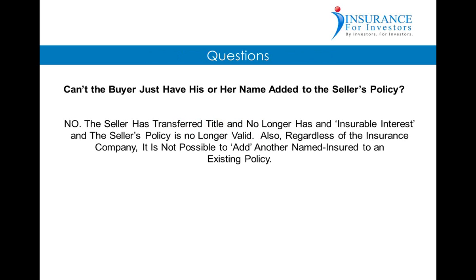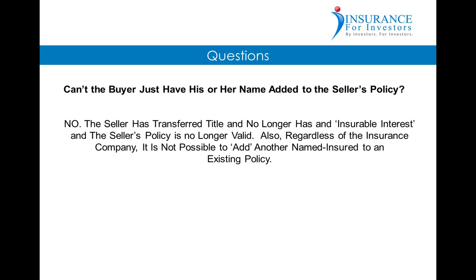And secondly, the most common question, can't the buyer just have his name or her name added to the seller's policy so that the mortgagee isn't made aware, we don't have to get new insurance? Again, no. The seller has transferred title and no longer has an insurable interest in the property. And the seller's policy is no longer valid and enforceable. Period. End of story.